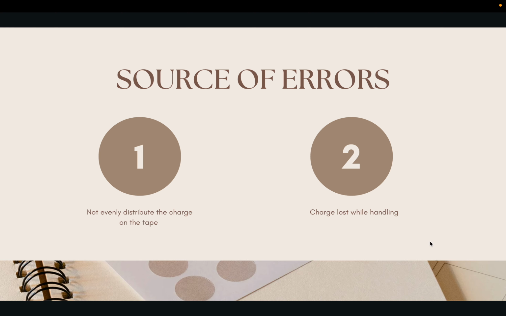Conclusion. Some sources of error that I may have made in this experiment are that the charge is not evenly distributed on the tape, and the charge may be lost while handling.